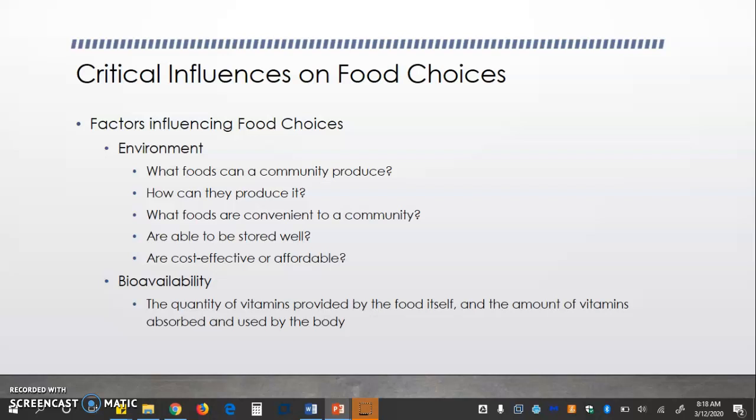Bioavailability is the quantity of vitamins provided by the food itself and the amount of vitamins absorbed and used by the body. So this is going to be looking at both farming practices and the variety and diversity of one's diet, because that will determine their ability to actually have nutrient-dense foods and be able to consume those.